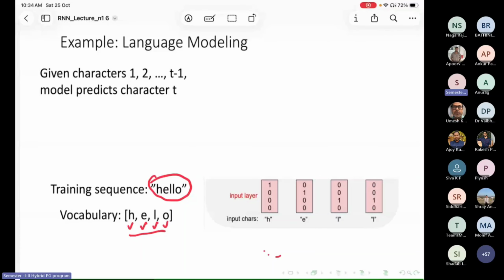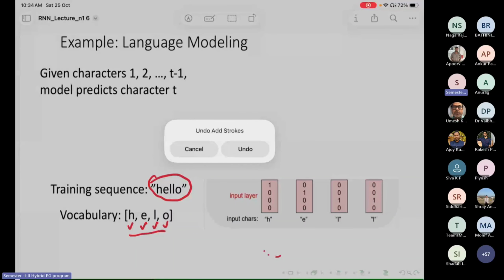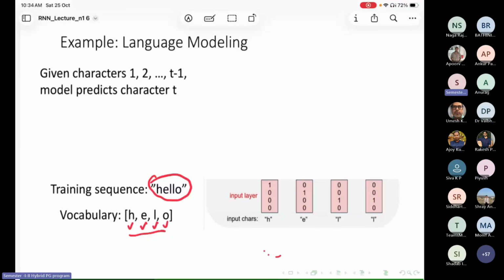So here we just see how many vocabulary we have, how many characters we have in total. Let us assume that in this problem statement we have only four different characters. That means I'll make a four-dimensional vector, and one would be hot and the remaining will be cold.